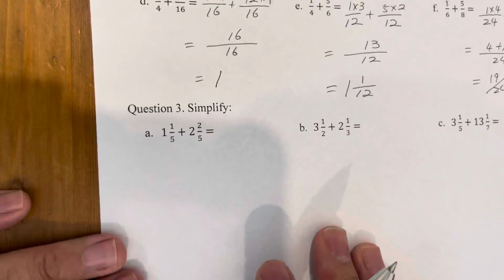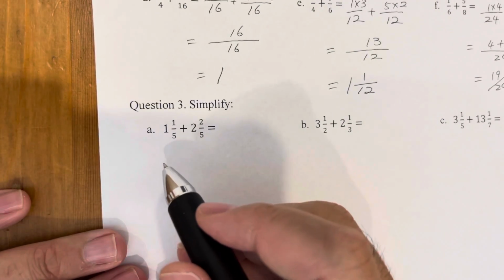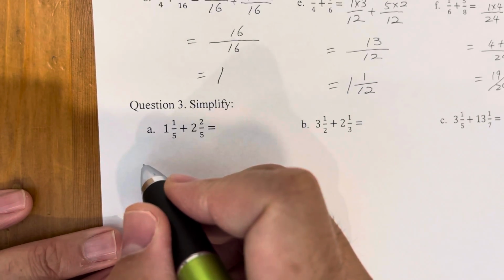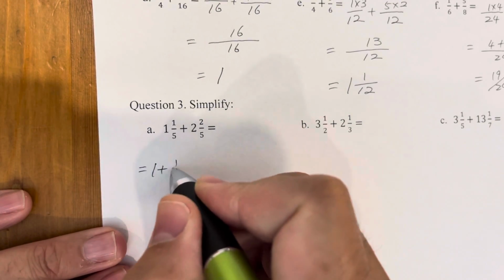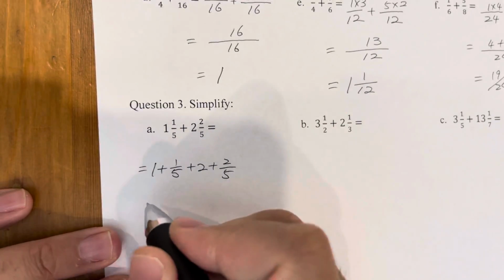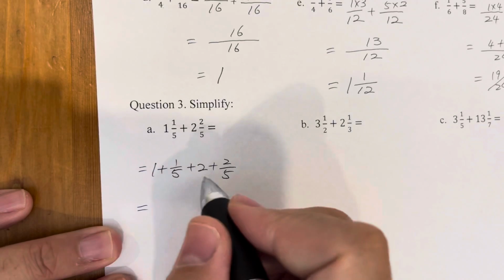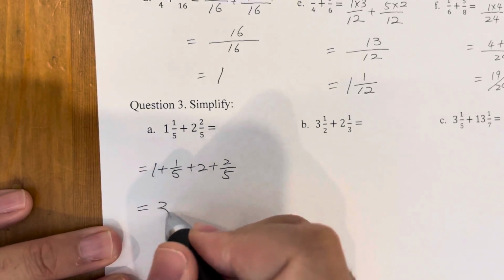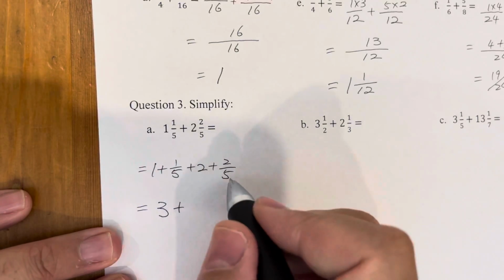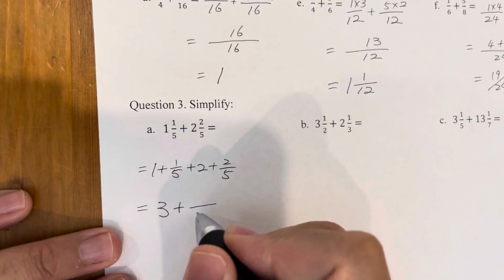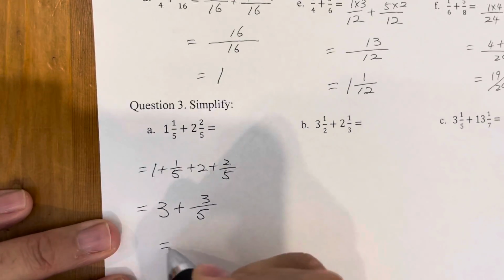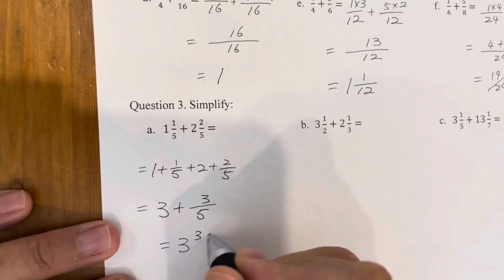Question 3. Simplify. Now we are going to add two mixed fractions together. We can treat equation A like 1 plus 1/5 plus 2 plus 2/5. Then we can combine the whole numbers together. 1 plus 2 is 3, plus 1/5 and the 2/5. We have a common denominator, so we write the denominator once. 1 plus 2 is 3. The result is 3 and 3/5.